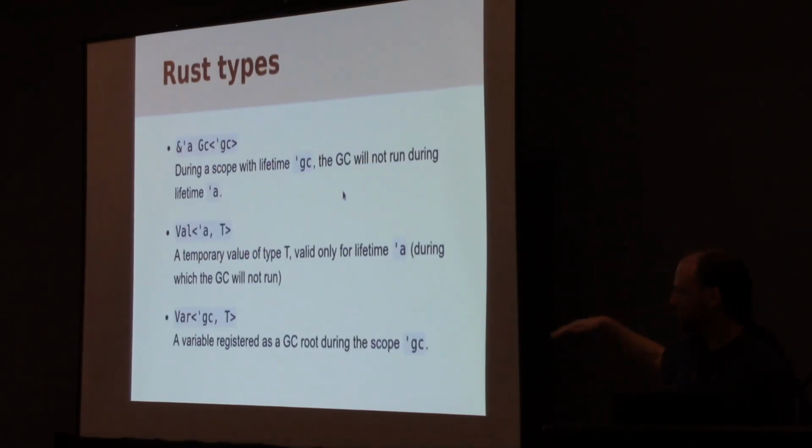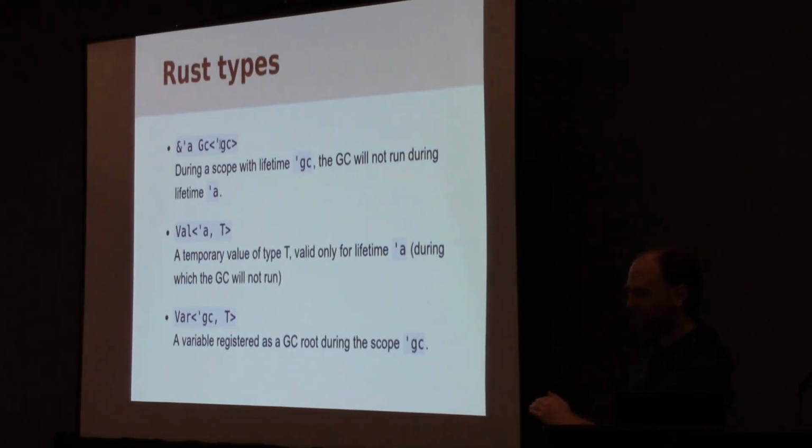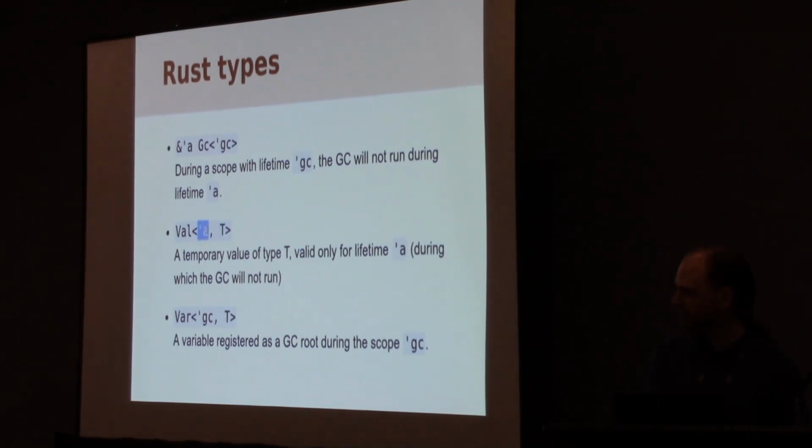In the Rust code, I left out most of the types, but there are three types that are interesting. There's this thing which is a reference to the garbage collector for a scope GC, which is the function that you're implementing. And it says that the GC will not run for this lifetime A. Then there's a value, which is this type, and the value only exists for this lifetime A. These are temporary values that the GC doesn't know about, so you have to prevent the garbage collector from running when those are alive. And then there's a variable registered with the GC, which is live for the entire scope of the function.